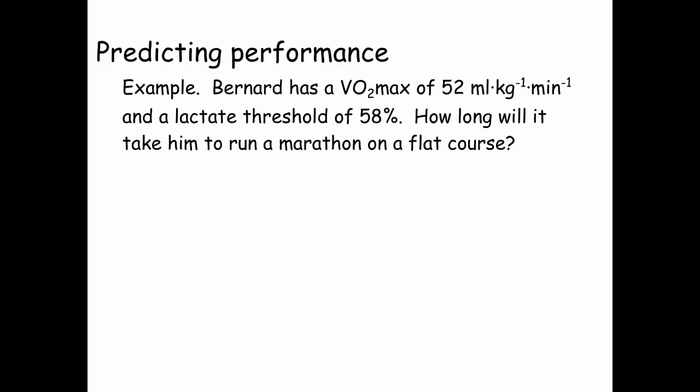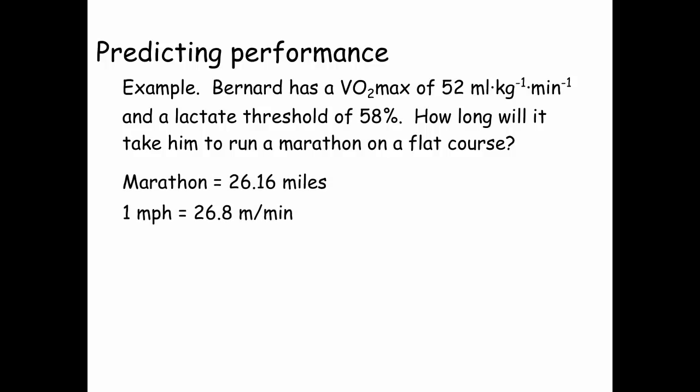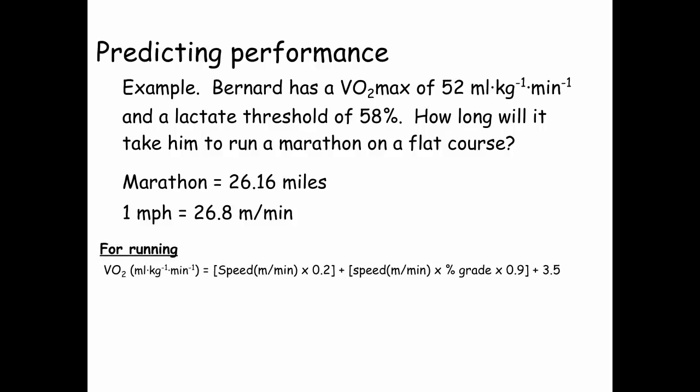Let's say Bernard has a VO2 max of 52 mL per kilogram per minute and a lactate threshold of 58% of his VO2 max. The question is, how long will it take him to run a marathon on a flat course? If you're given that a marathon distance is 26.16 miles and that 1 mile per hour is 26.8 meters per minute, and you're given the ACSM equation for running, you can solve this. I'm going to take a few minutes to show you how to do this.